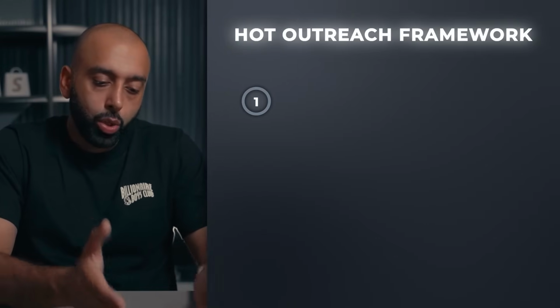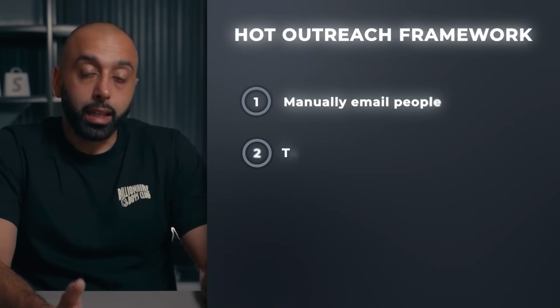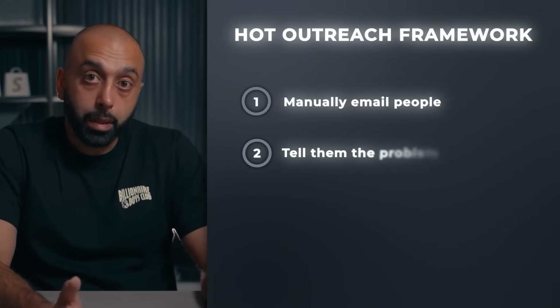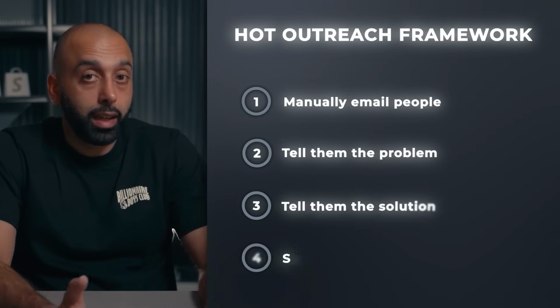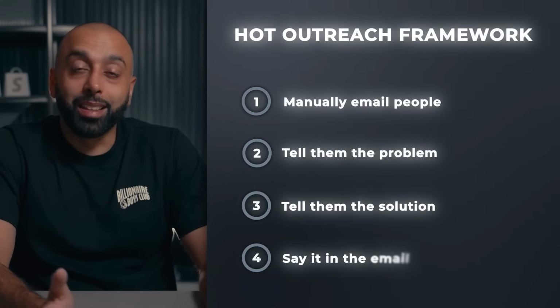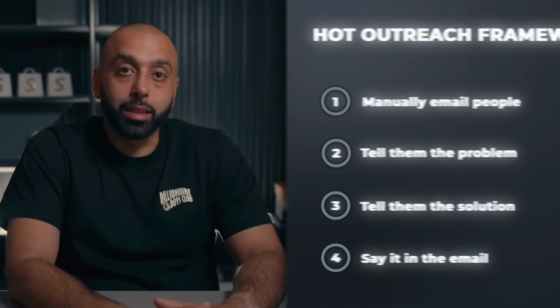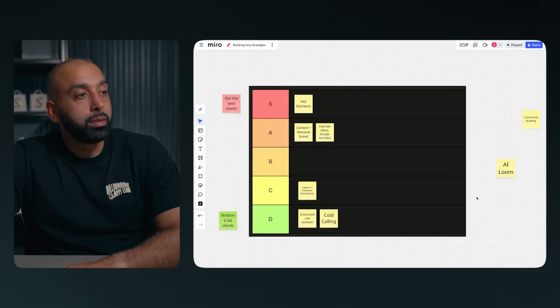And what is it? I'll say it very, very briefly. You're going to manually email people, tell them the problem that you can help them with because you've identified it. You're going to tell them the solution. And then you're going to actually go ahead and just say it in the email. And then they're going to want to work with you. That's how it works. And again, if you want to learn how, click the link down below.